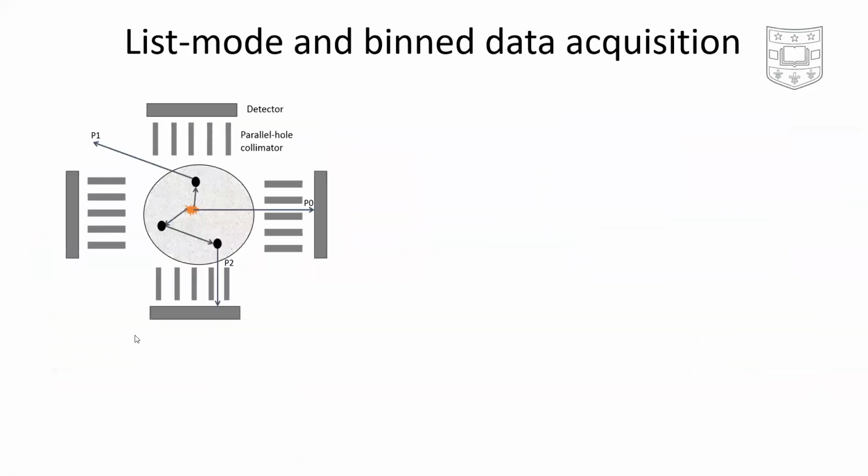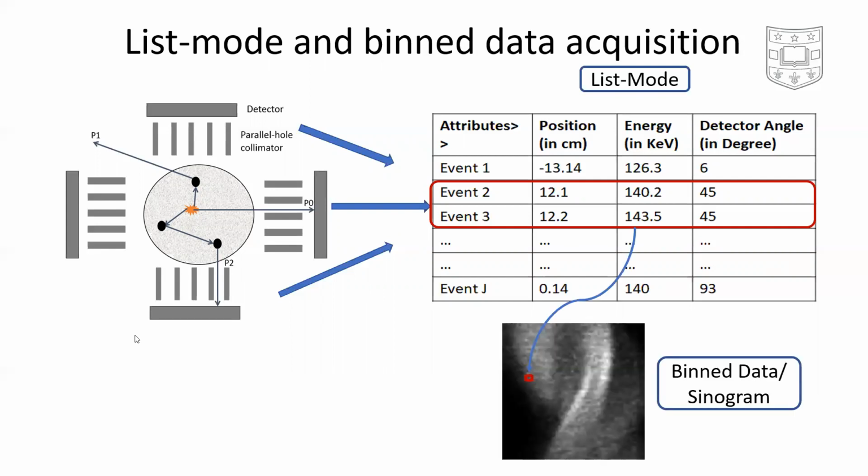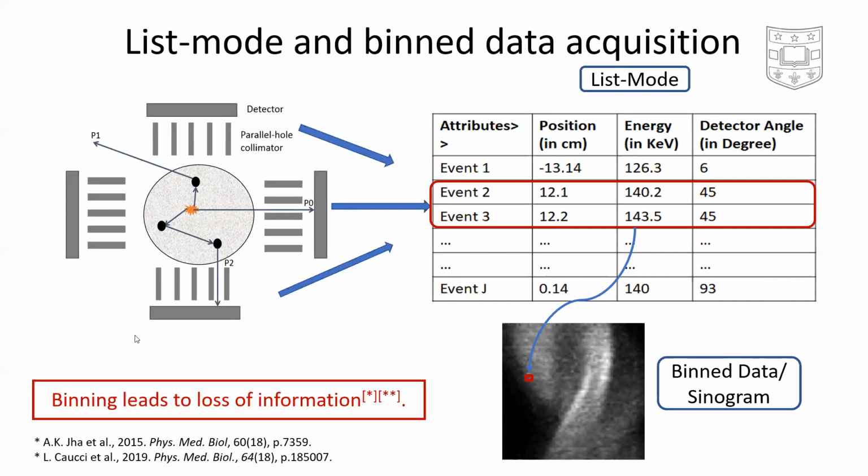Let us go through two different data models that exist in nuclear imaging. If we consider each detected photon as an event and save attributes of each event in a list, then this format is called list mode data. This format is crucial for photon processing systems. However, if we accumulate counts in a range of attribute values and represent it as a histogram style distribution, then the format is called bin representation. It is often referred to as a sinogram. Several studies have shown that binning can lead to loss of information.